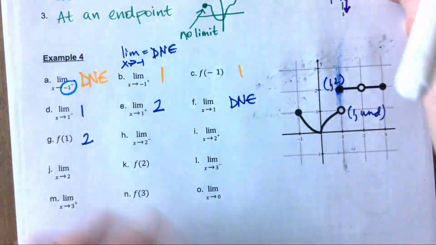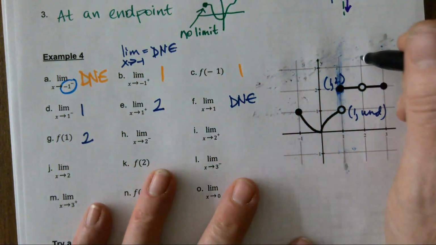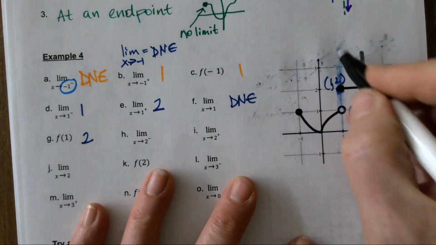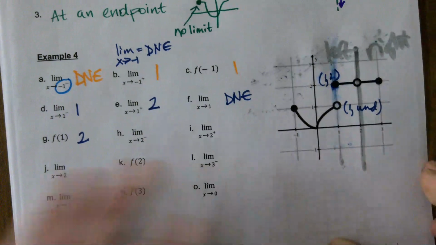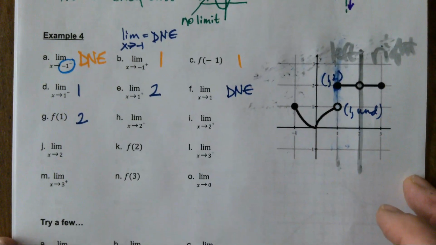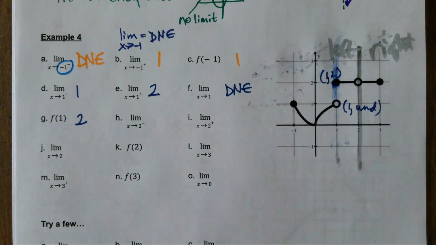Okay. So here's my line. Here's my left. Here's my right. Let's not talk value right now. Let's talk limit. What does it look like it's doing as it's coming from the left? It's going to 2. What does it look like it's doing as it's coming from the right? Do they meet? Yeah.